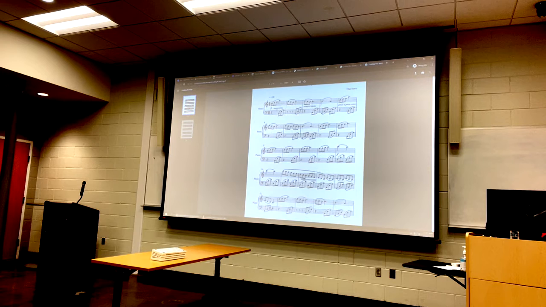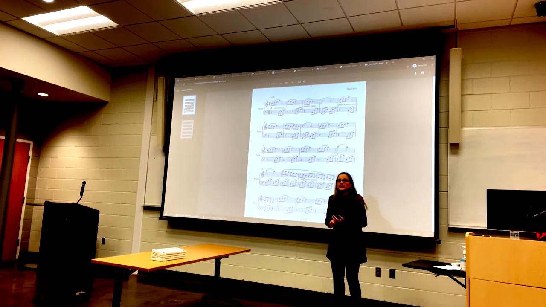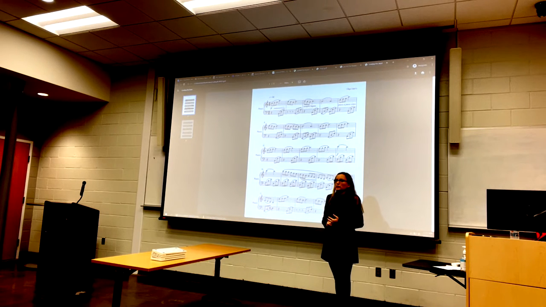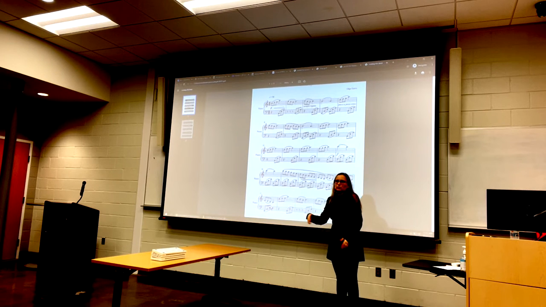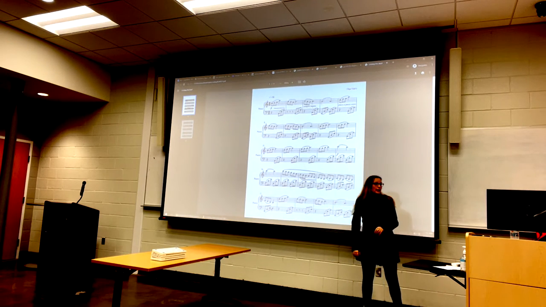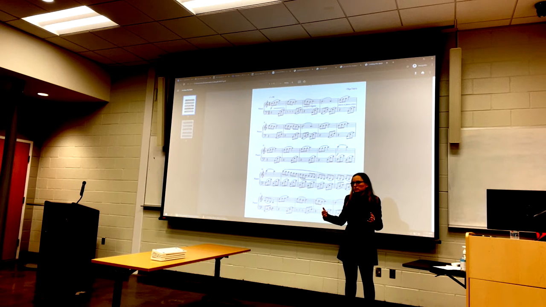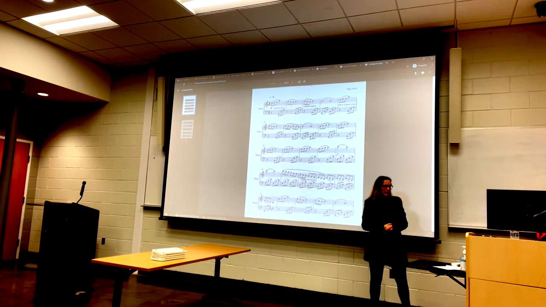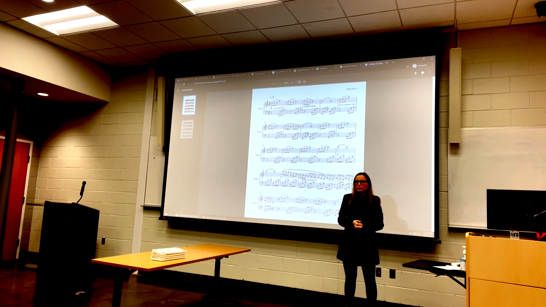That is a dynamic marking called crescendo. And crescendo means to gradually get louder. So we don't just have loud, right? We have to have some transition. So this is the transition. You start soft and then you gradually get louder. So crescendo doesn't mean you're loud, it means you gradually get louder. And the opposite of that, which is when the hairpin closes like this, would be diminuendo, which is to gradually get soft. Okay, so that's how we transition. And that's another thing that's very important and everybody in music has to know.